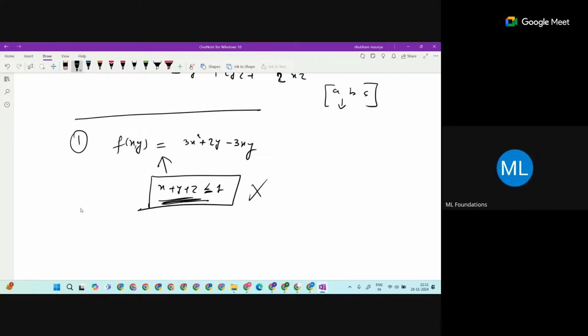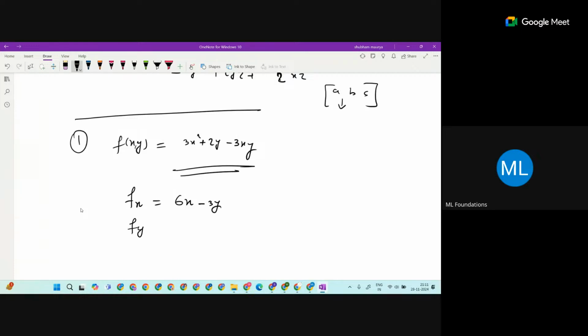So if it is unconstrained, this one is not there. We just need to find the optimum value of the function, either the maxima or minima. So the process is to get this maxima or minima. We are already studying in maths to find the partial derivative, which is nothing but 6x minus 3y, and with respect to y, it is going to be 2 minus 3x, and both will equal 0.